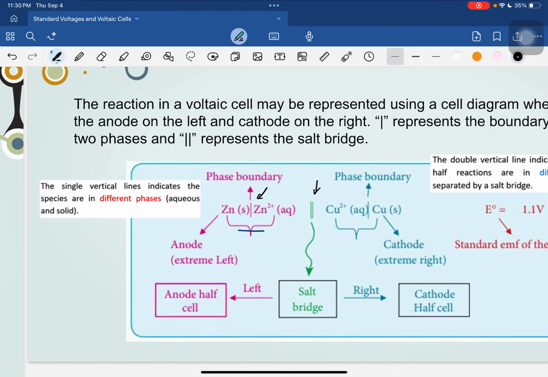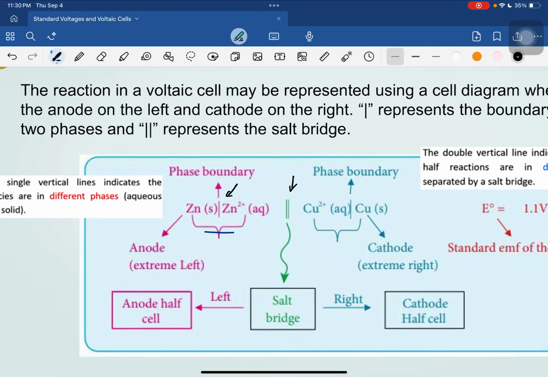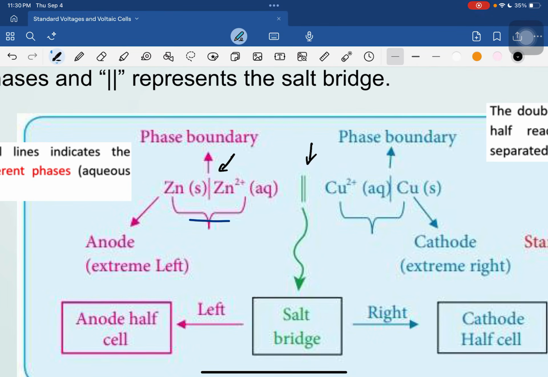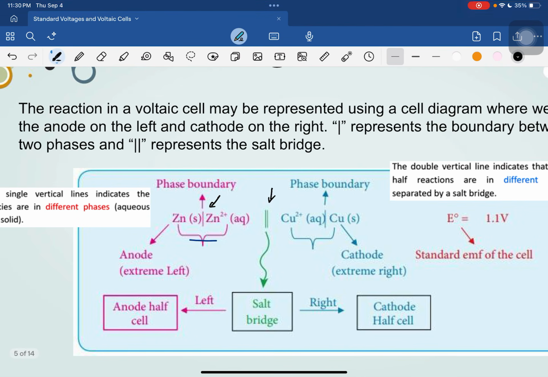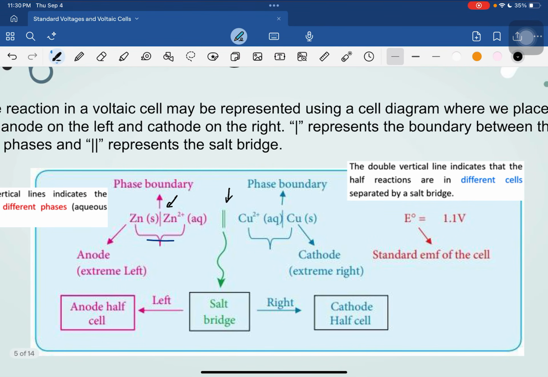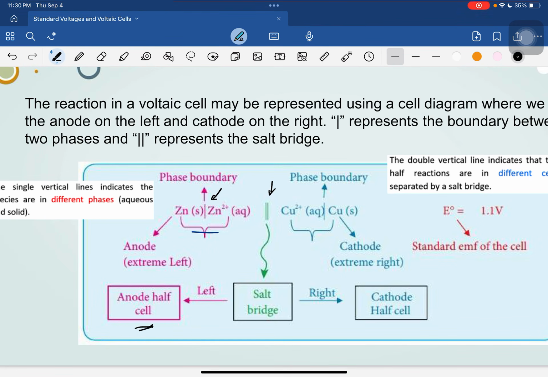To highlight it more, the single vertical lines indicate the species that are in different phases, in this example solid and aqueous. The double vertical line indicates the half reactions are in different cells as separated by the salt bridge. So in the cell diagram, our anode will always be on the left side, our cathode on the right side, and in between will be the salt bridge.